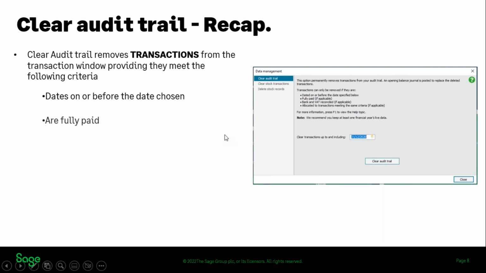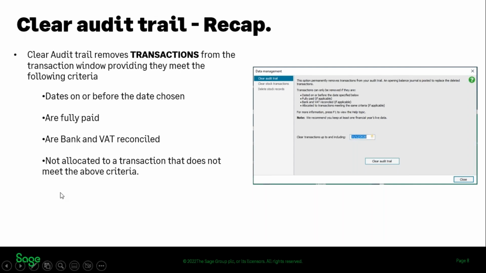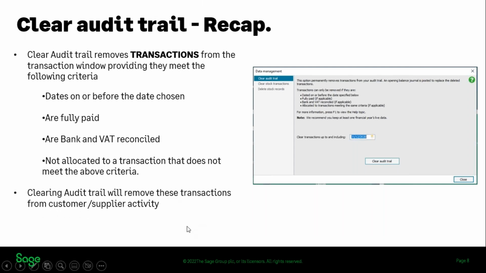I'm going to show you my before and after data in just a moment. But like I say, you can run this Clear Audit Trail and it removes transactions from your data. And then it also removes transactions from the activity on customers, suppliers, nominal codes, etc., which frees them up for deletion. So it's almost like a pre-step to deleting your customers and suppliers and nominals. Like I say, just a quick recap of the audit trail process there.